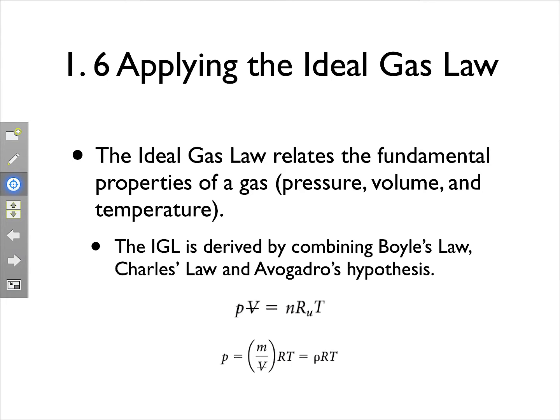PV equals nRT, but you can also write it in different ways. You can divide through by the volume, and combine that with the mass. So this is the universal gas constant, but if you combine that with n and pull out the mass from that, you get the gas constant for the particular gas that you're dealing with. So it's R, not R sub U, and so then you get this equation.